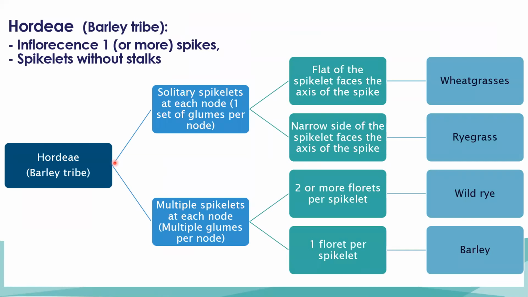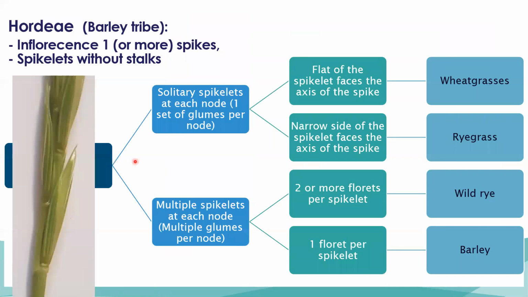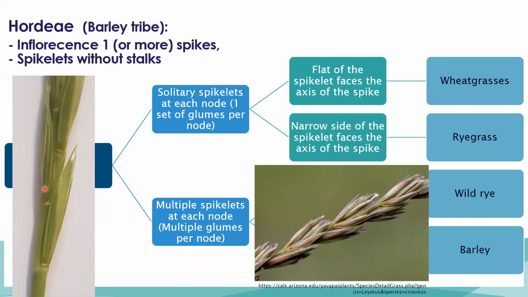The Hordeae tribe, we have an inflorescence that's just one spike, and the spikelets do not have stalks. Again, this is our plant here. So our next set of questions are, do we have a single spikelet at each node? So again, we're going to look at the glumes. Or do we have multiple spikelets at each node? So from earlier, you can see there are those multiple glumes there denoting multiple spikelets for each node. Not what we have. We have a solitary spikelet at each node. So we're going to go this way.